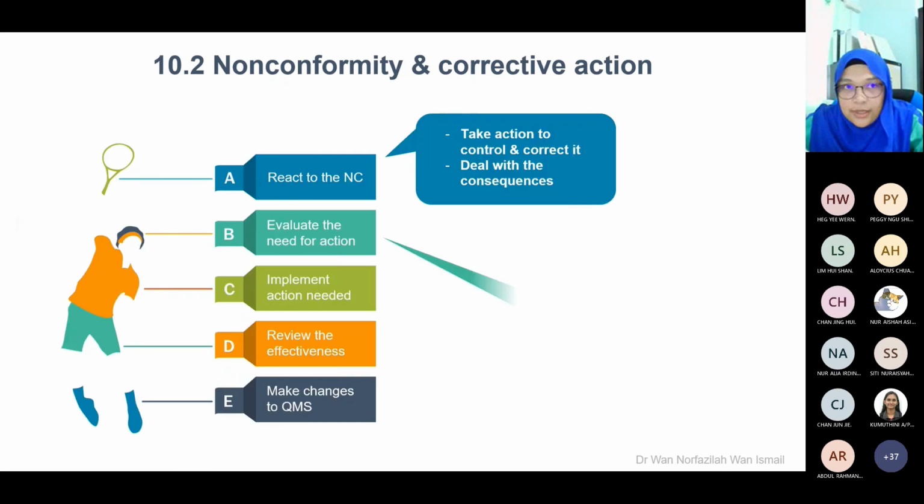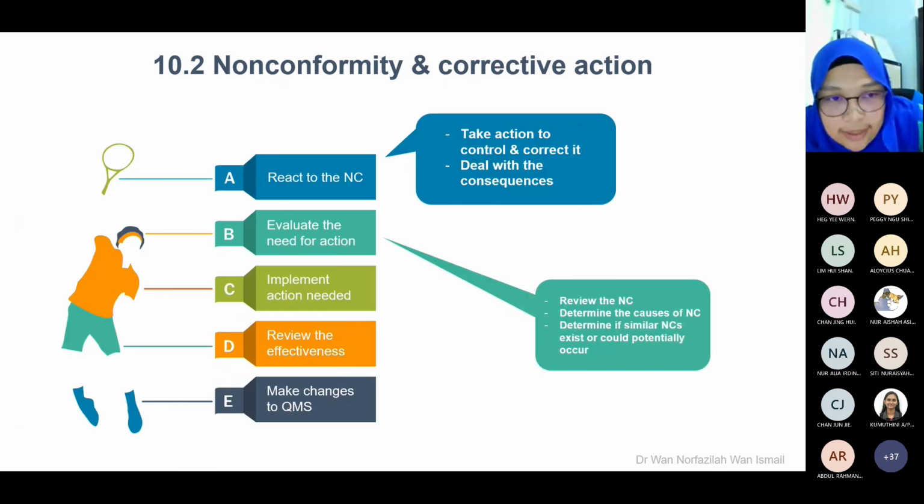Okay, next we move on to clause 10 and we start with 10.2, non-conformity and corrective action. Again, we are talking about non-conformity and corrective action, but now it is very specific. So what are the requirements? First, how you react to the non-conformity. What are the actions that you take to control and correct the non-conformity? And how you deal with the consequences.